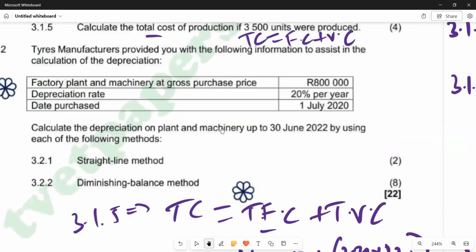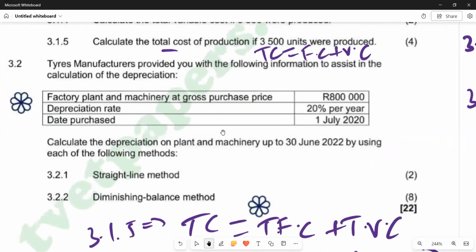Then we go to the second part, which is 3.2. Tire manufacturers provided you with the following information to assist in the calculation of the depreciation. We've got factory plant and machinery gross purchase price, which is 800,000. Depreciation rate at 20% per year. Date purchased 1 July 2020. And calculate depreciation of plant and machinery on 30 June 2022 by using each of the following methods.